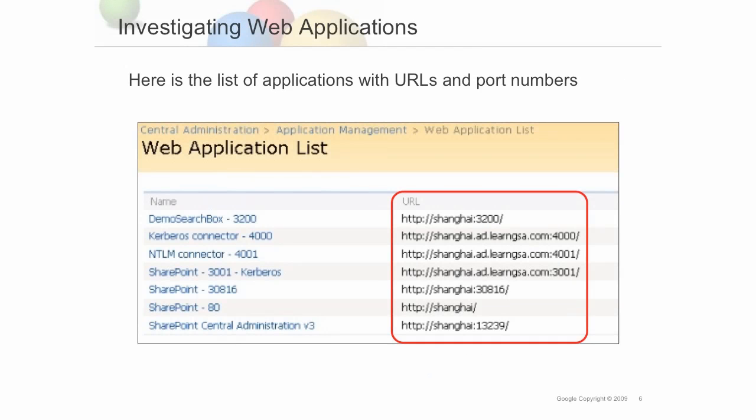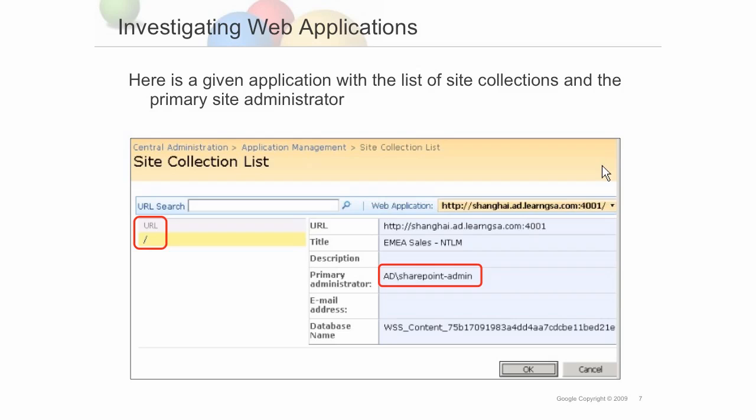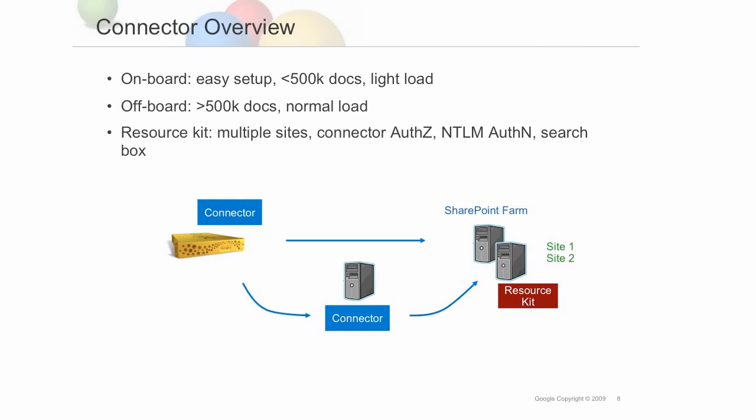From there you can see a list of applications with their site URLs including port numbers. In this case, there are 5 web applications in addition to the search box and Central Console applications. Once you select an application to work with, you can see the list of site collections and the primary site administrator for this application. For example, this application is hosted on the Shanghai server, port 4001. It has only one default site collection, no subsites, and its primary site administrator is AD/SharePoint-admin.